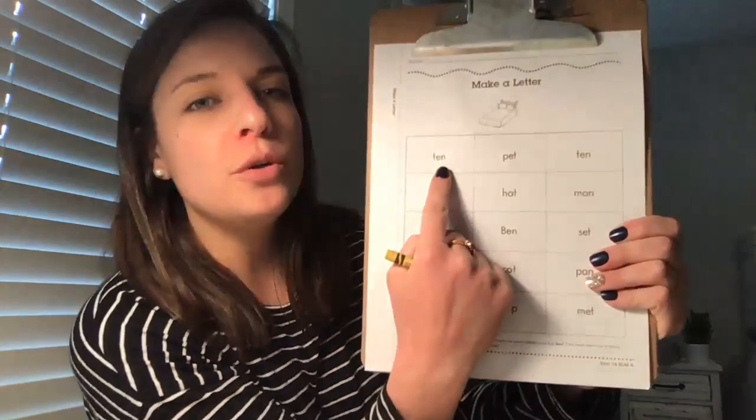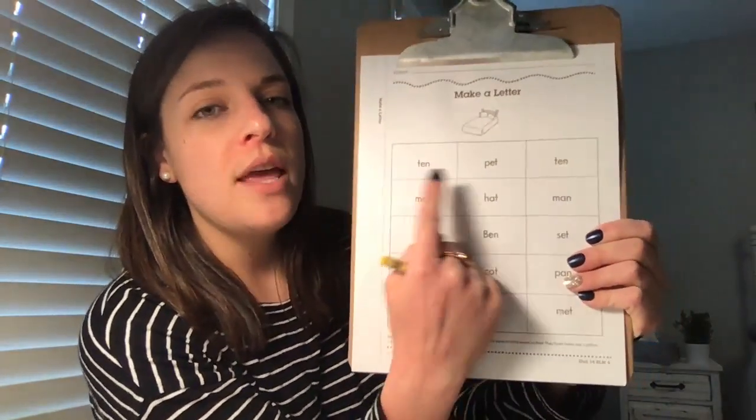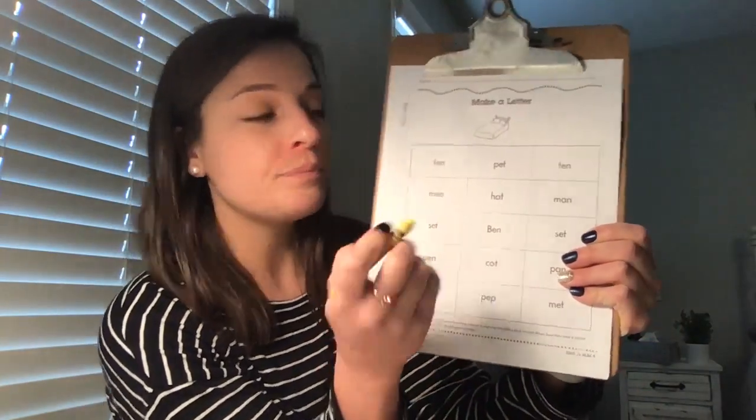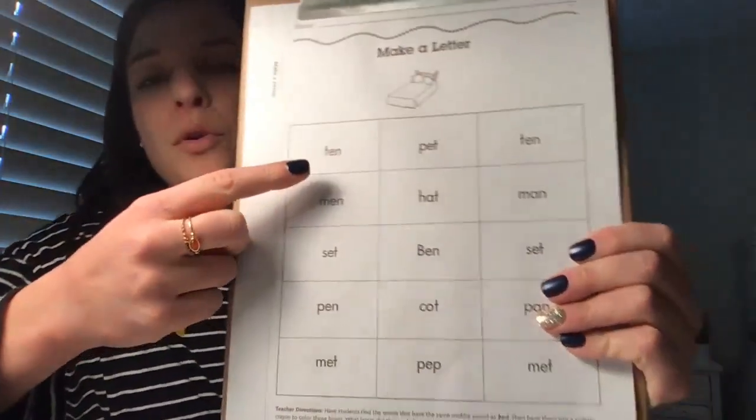So we're going to use a yellow crayon to color the boxes that have the words with the same middle sound as the word bed. We're going to go through and read each of the words, and whichever words have an E in the middle, we're going to color yellow. So let's go through and read the words together.